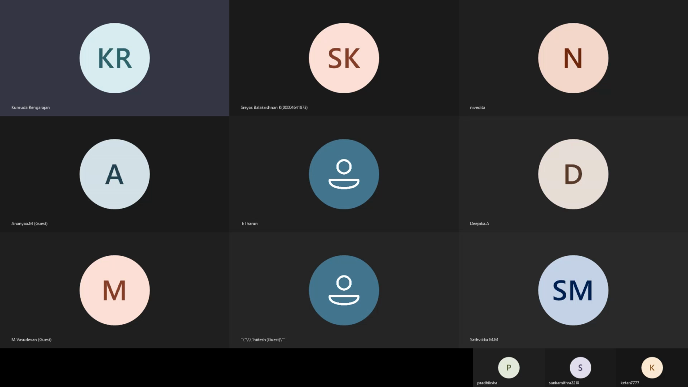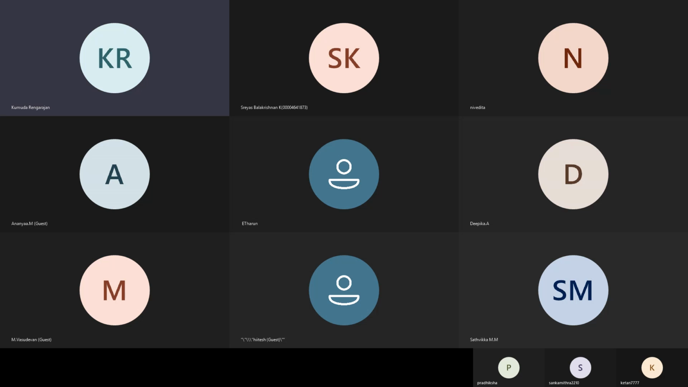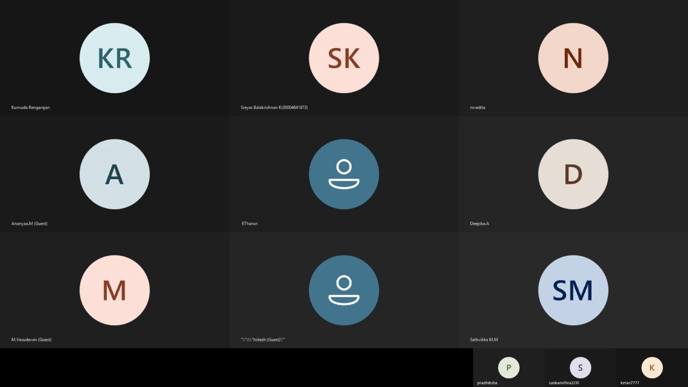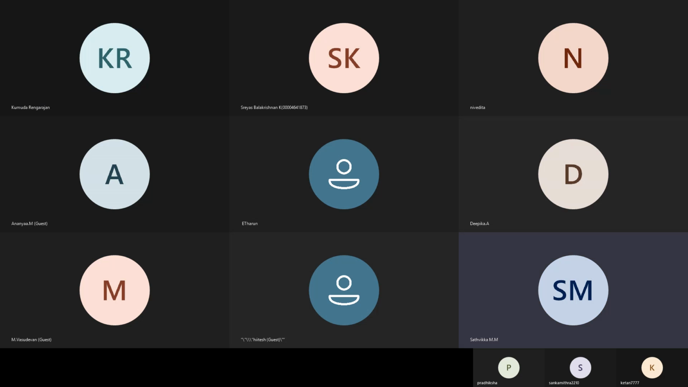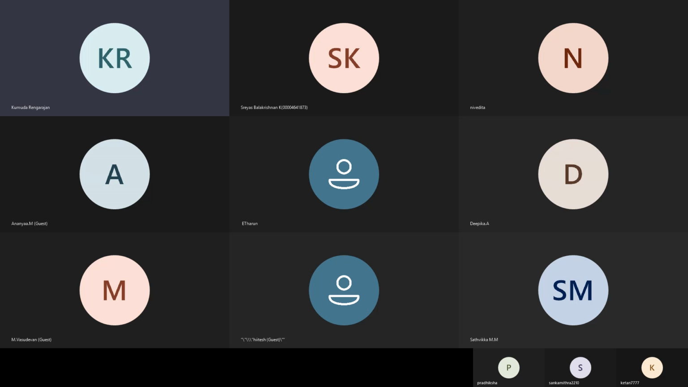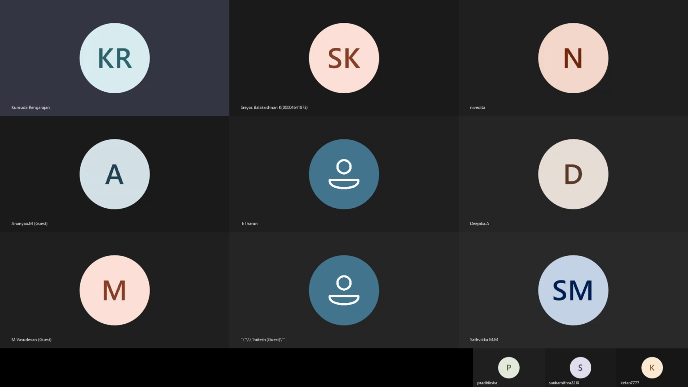Good, Shreyas and Satvika. The next one, what is the surface area of the cuboid? 240 centimeters square. Correct. I think that was Satvika again. 240 centimeters square. Correct, Satvika.